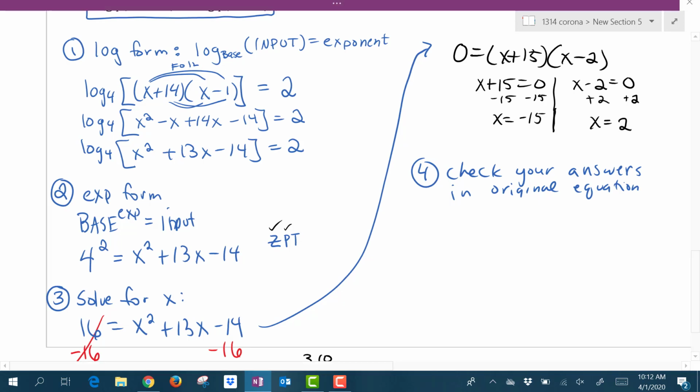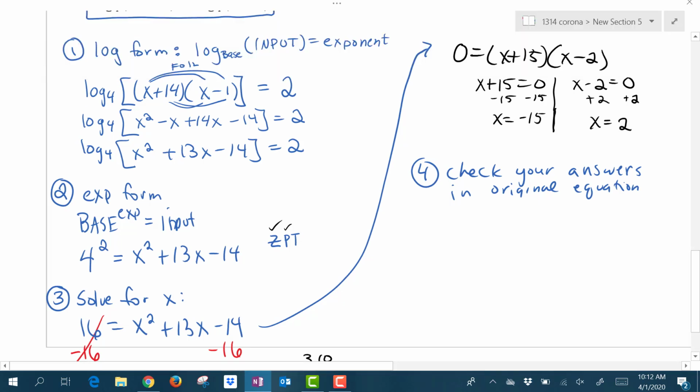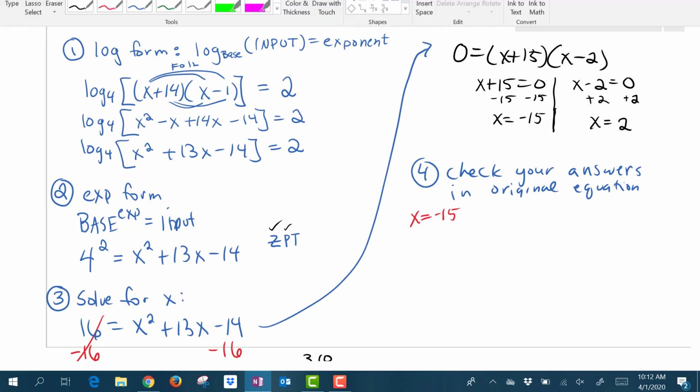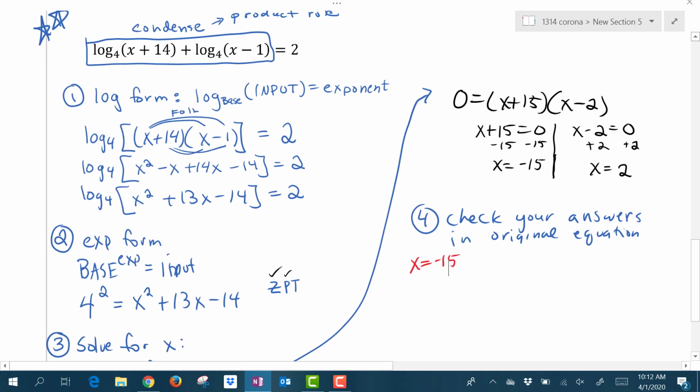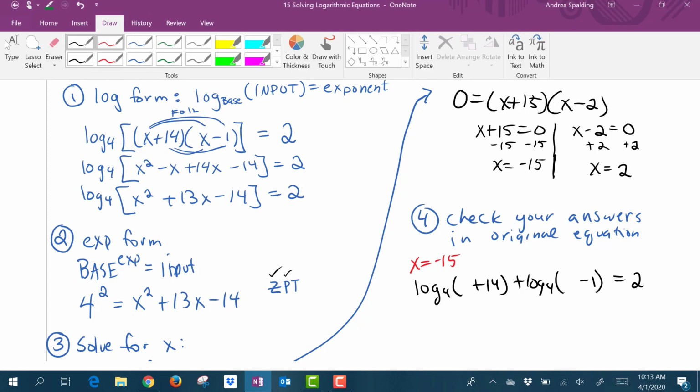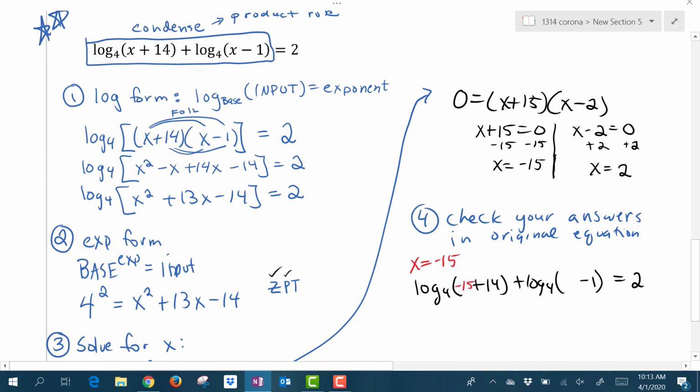Now we have two answers to check. We have x equals negative 15 and x equals 2. Let's check x equals negative 15 first. Now, where am I going to check this? Not in this equation, not in this equation, not in this equation. I'm going to go back up to the very original equation that I was given. So that means I need to plug it into log base 4 of x plus 14 plus log base 4 of x minus 1 equals 2. So in place of x in that original equation, I'm going to put a negative 15.